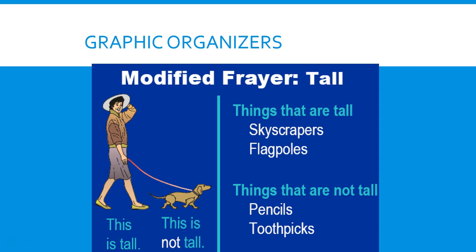So a Frayer model, okay, this is a modified Frayer model, but the word in the middle would be tall. You can see that this is an example of what's tall, and this is a non-example, or an antonym. Some examples of things that are not tall, and then some things that are tall. The only thing missing here is an actual definition.